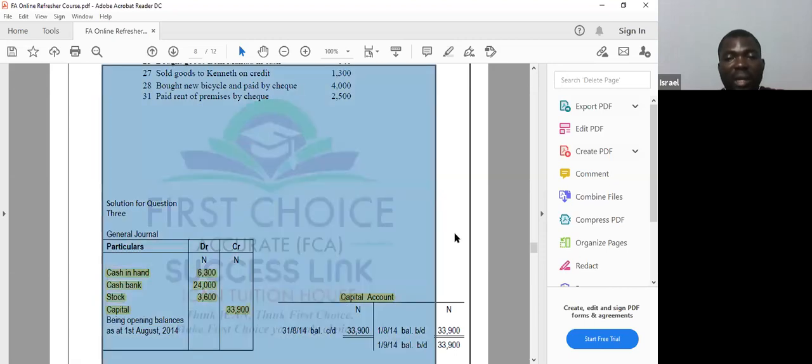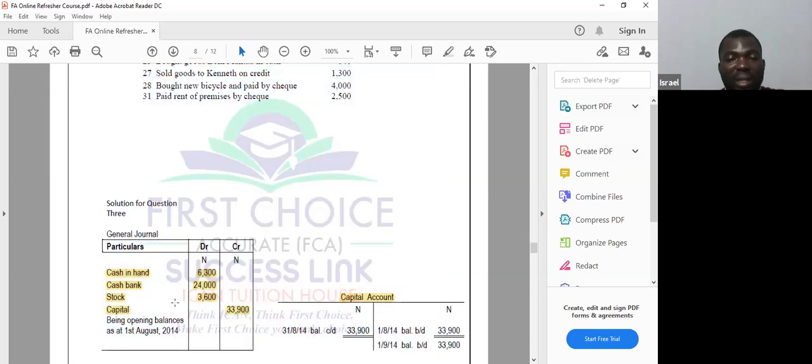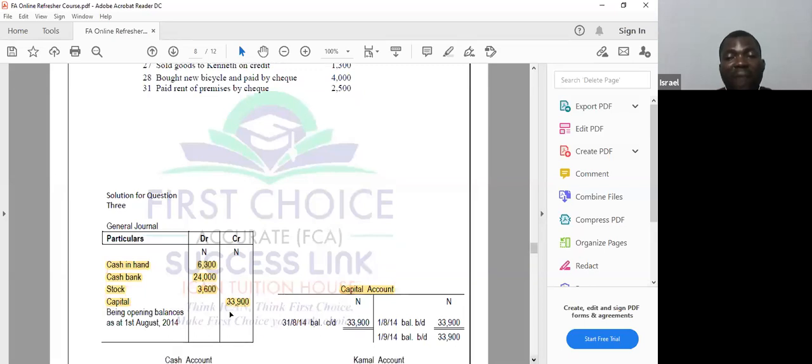Now the next one we want to look at is, now that we have alerted that this is capital, we need to open the ledger. We need to open all those ledgers. Now, capital account is an equity account. And when we did the law of double entry, we said that equity accounts always have a credit balance. It means that whenever your equity increases, you credit the account, and whenever your equity decreases, you debit the account.